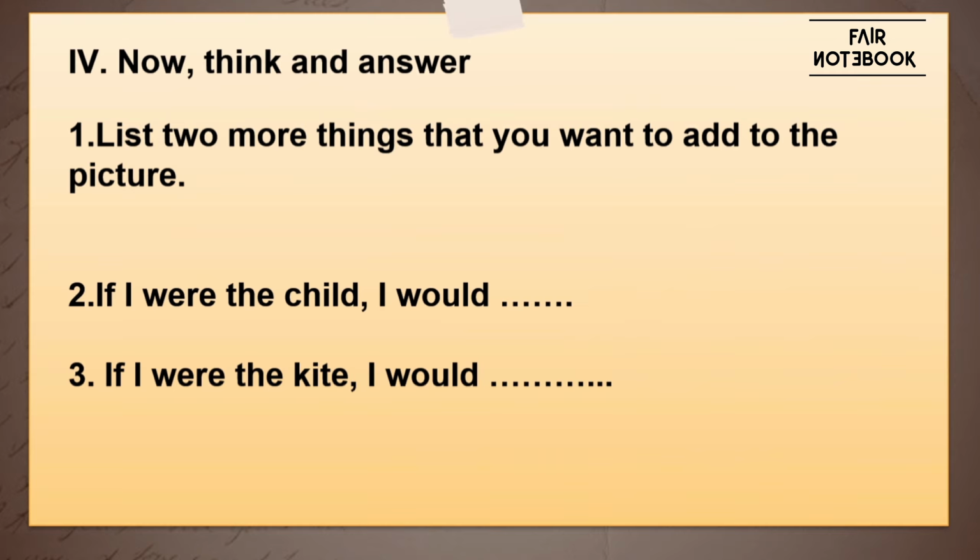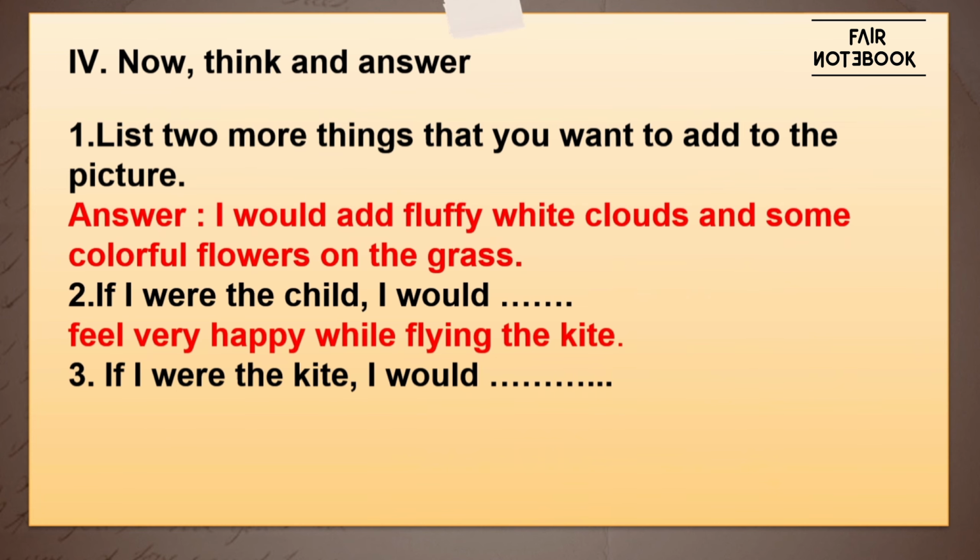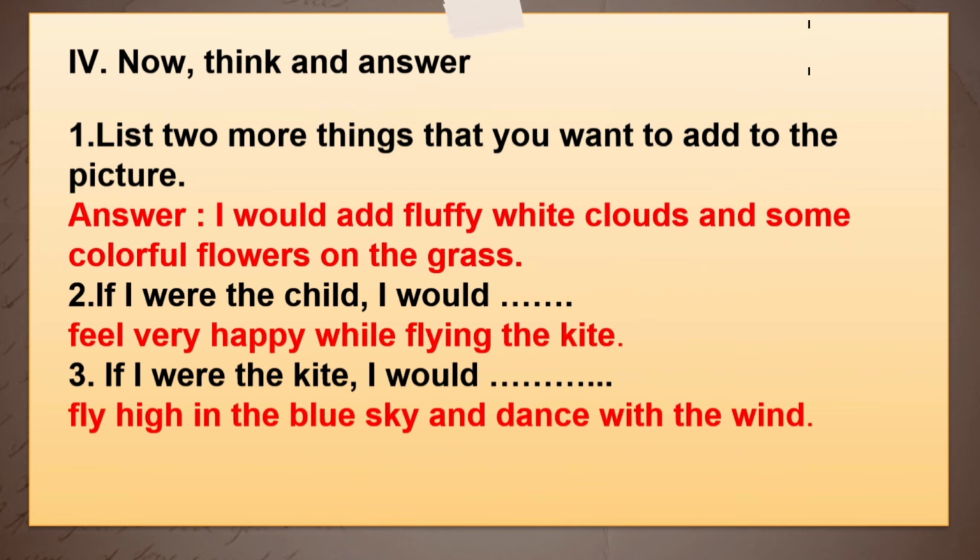Now, think and answer. First, list two more things that you want to add to the picture. Answer: I would add fluffy white clouds and some colorful flowers on the grass. Second, if I were the child, I would answer: I feel very happy while flying the kite. Third, if I were the kite, I would answer: I fly high in the blue sky and dance with the wind.